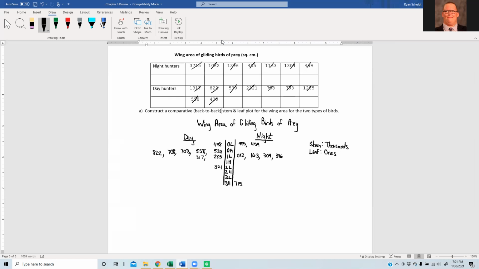Even then, these aren't spread out the greatest, but it still gives us an idea. I mean, this 400 would have been lumped in with the rest of the no thousands, and we wouldn't have seen, wait a minute, it is the low one that we can see plain as day. So it did help some. Still not a great data set, but it helped. It's as good as we could do. So there's our comparative dot plot.